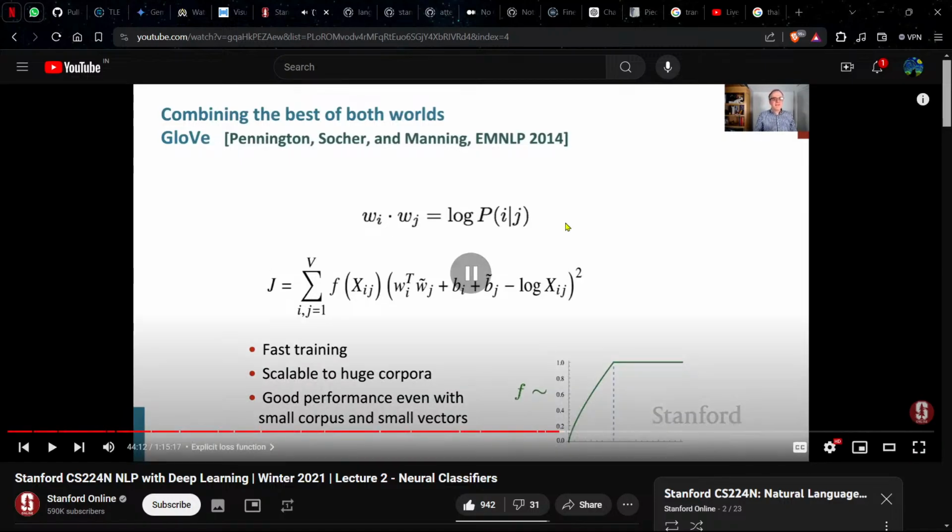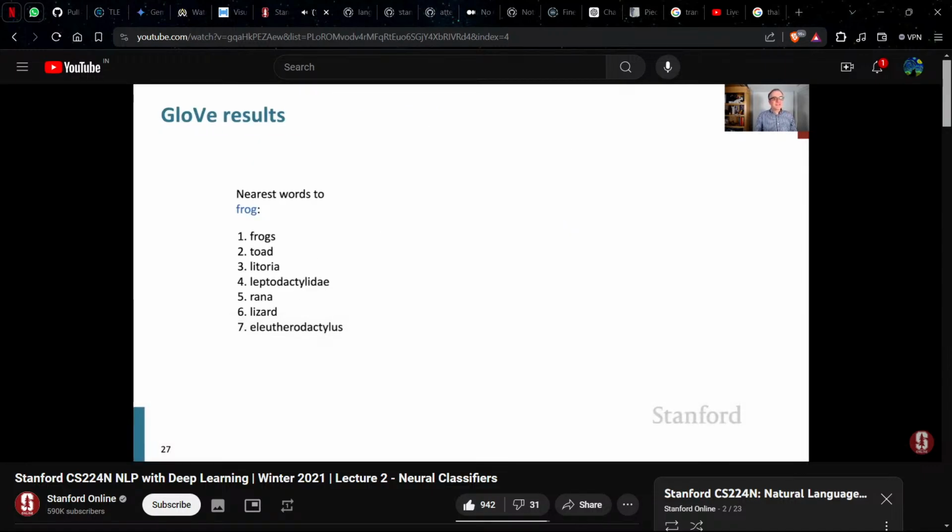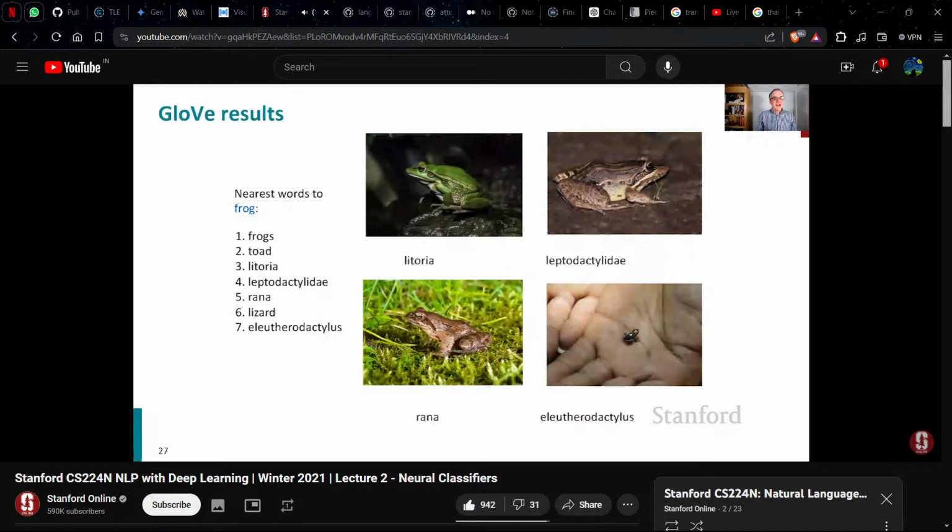And so this algorithm worked very well. So if you run this algorithm, ask what are the nearest words to frog, you get frogs, toad, and then you get some complicated words, but it turns out they are all frogs until you get down to lizards. So Litoria is that lovely tree frog there. And so this actually seemed to work out pretty well.